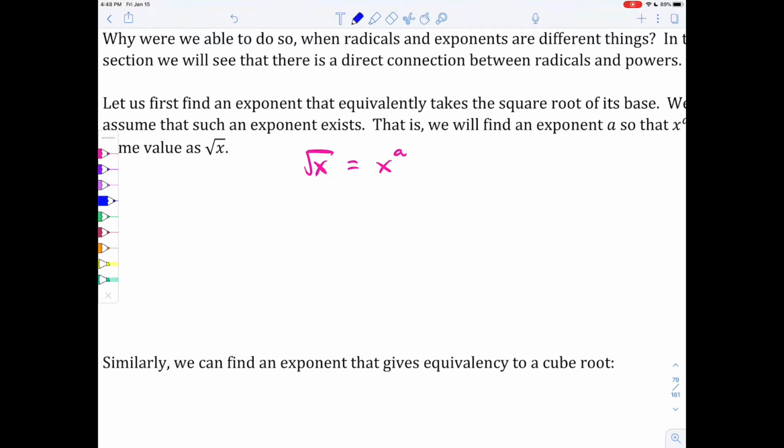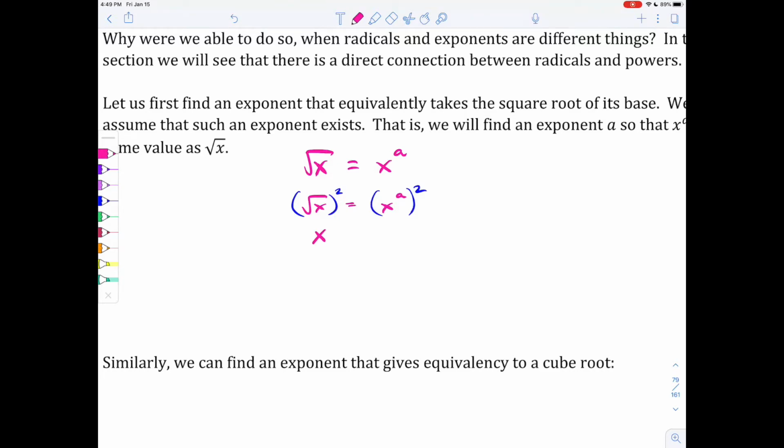So I could take this left side and square it. Which means that if I do it to the left side, I have to do that to the right side as well. On the left side, we're taking the square root to the power of 2. Those cancel each other out. We're just left with x itself.